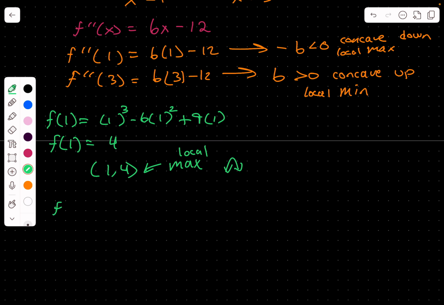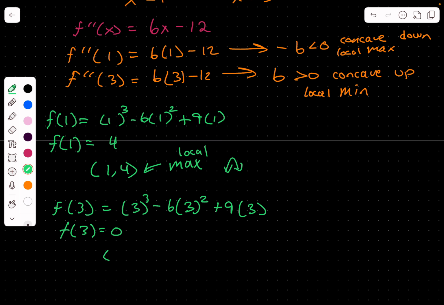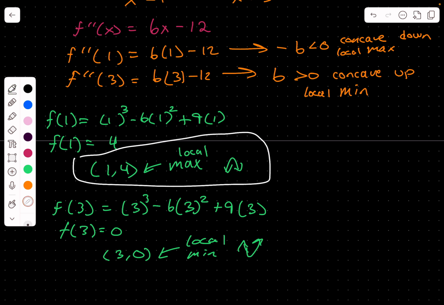Now let's do our 3. So we get 3 to the third power minus 6 times 3 to the second power plus 9 times 3. This is going to give us 0. Therefore, our coordinate is going to be (3, 0). And again, this is our local min, where we had a concave up. Okay, so far we have these answers. These are our critical points and their coordinates, right?